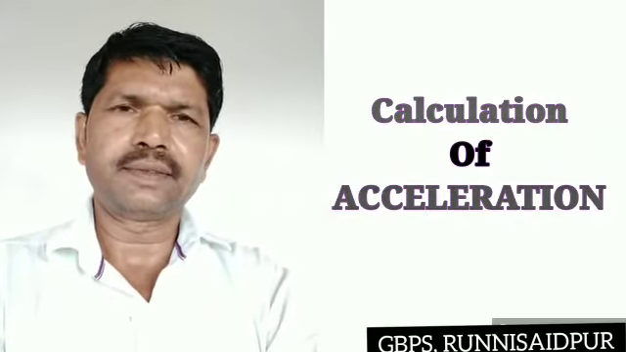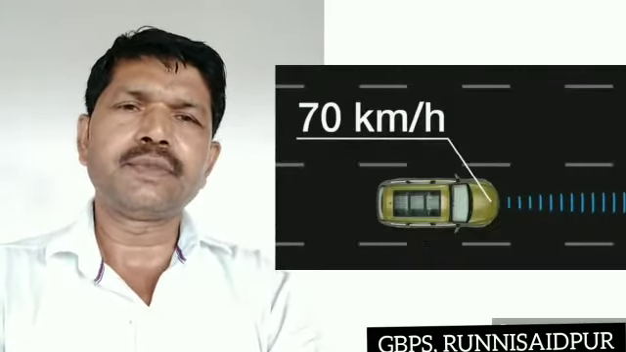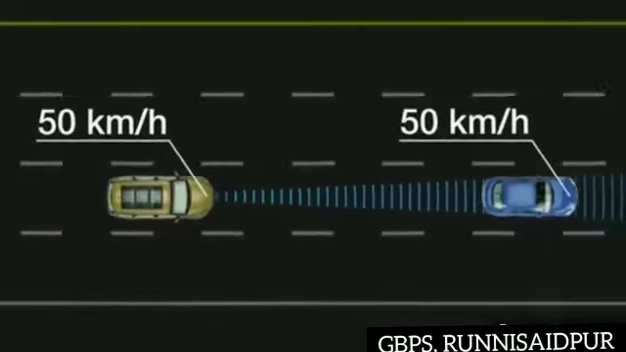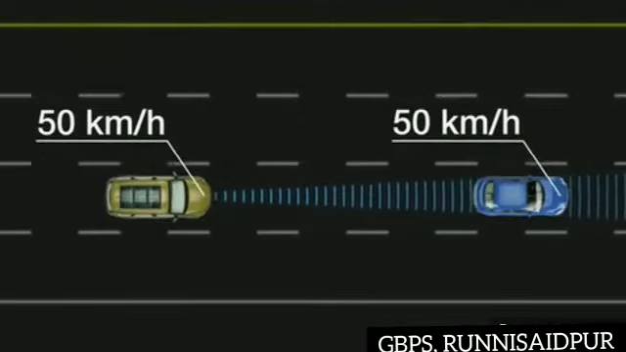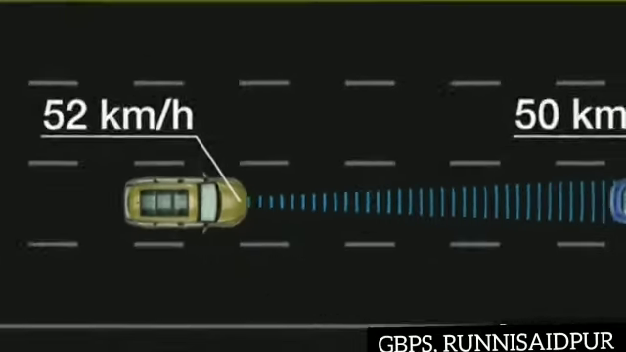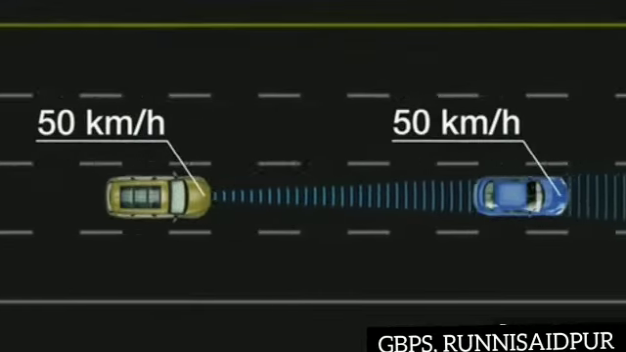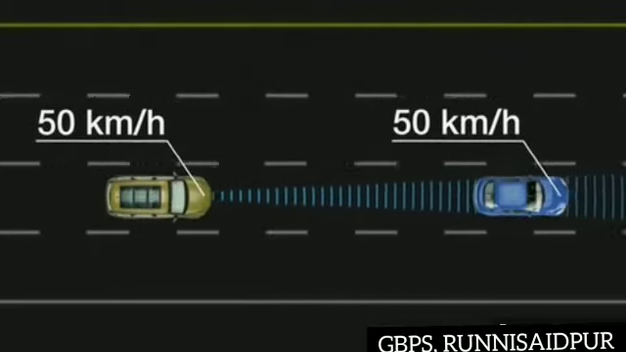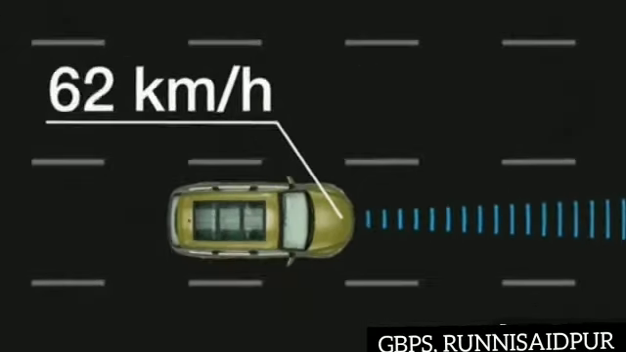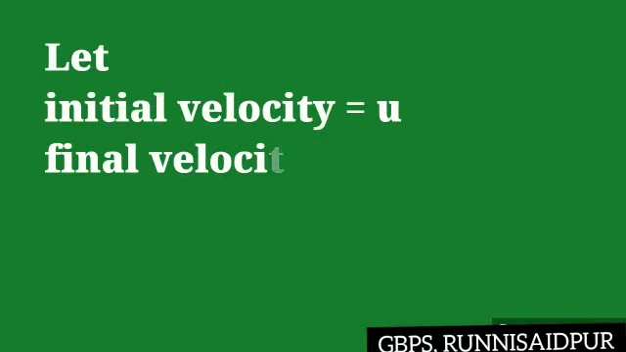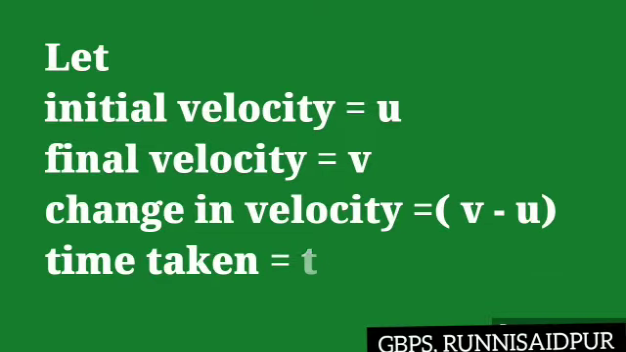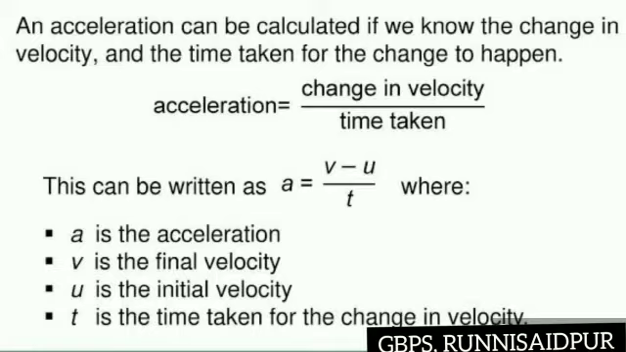Calculation of acceleration. Suppose a vehicle is moving with a velocity of 70 km per hour. It reduces its speed to 50 km per hour. Now, what is the difference between the initial and final velocity? That is 70 km per hour minus 50 km per hour. 20 km per hour is the difference, that is the change in velocity. Suppose the time taken to reduce the velocity is 4 seconds. So the acceleration is change in velocity divided by time taken.